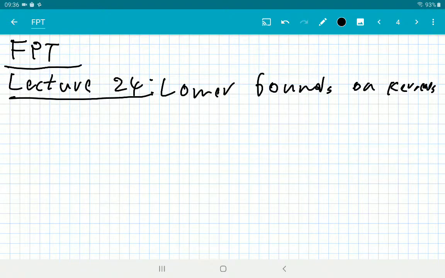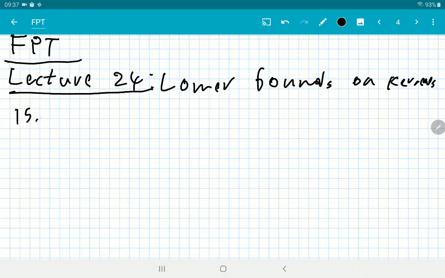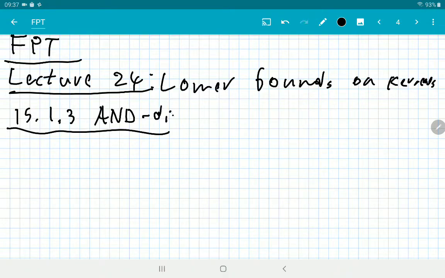Okay, so this is lecture 24, and we are continuing to go through chapter 15, which is about lower bounds for kernelization. And we're going to take off from section 15.1.3, which is about n-distillation.